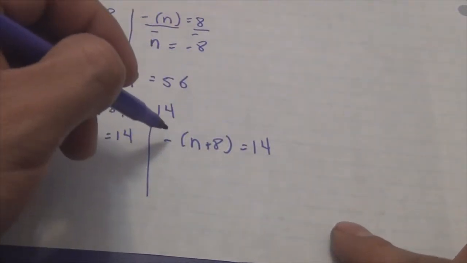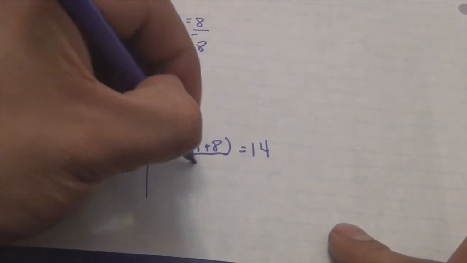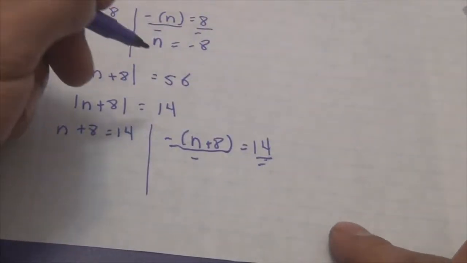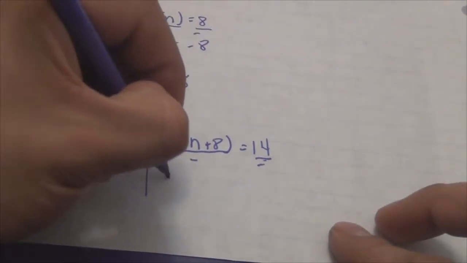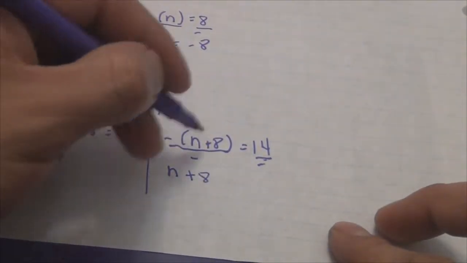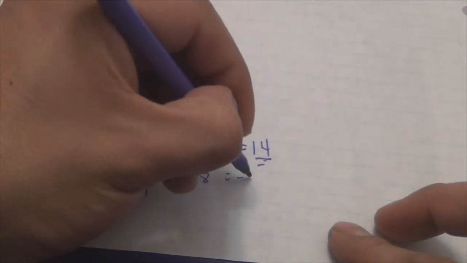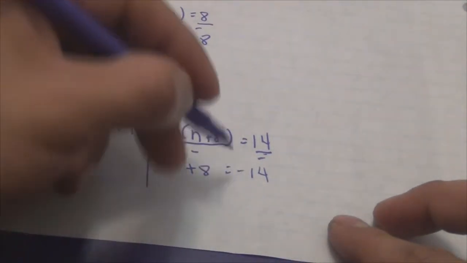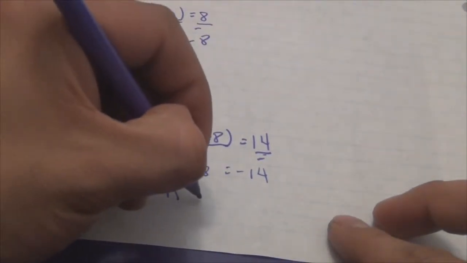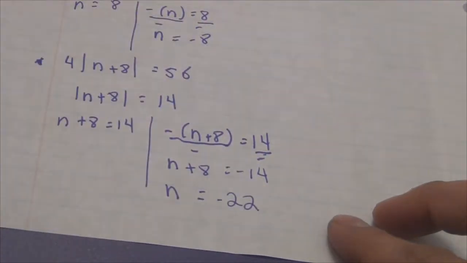So I'm going to do it right here. Hopefully you understand. So I'm going to divide by the negative. Divide by negative, divide by negative. And what you have now is negative divided by negative is positive. So n plus 8 remains the same. On the other side, 14 divided by negative makes it negative 14. And now we subtract 8 from both sides using the additive inverse, and we get negative 22.